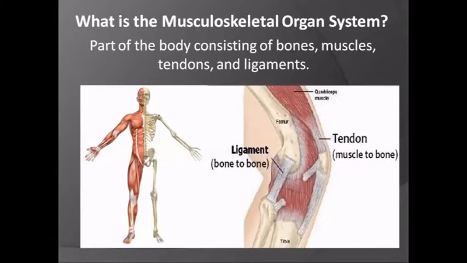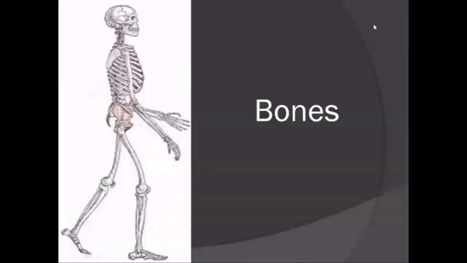So what is the musculoskeletal organ system? It is the part of the body consisting of bones, muscles, tendons, and ligaments. Or let's say this is the study of the two organ systems, which are the muscular system, or the muscles, tendons, and ligaments, and the skeletal system, or the bones. Let's talk about the bones first.